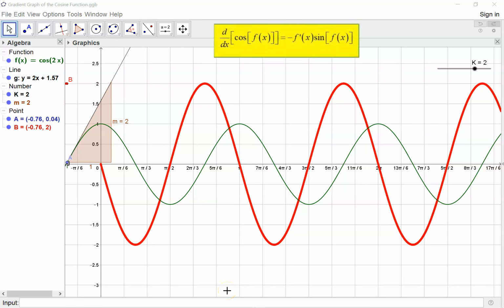The rule for the derivative of cosine functions would then take the form: if we said y equals cos f of x, the derivative dy by dx would equal negative f dash x sine f of x.